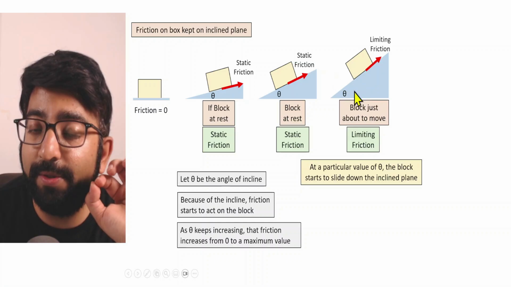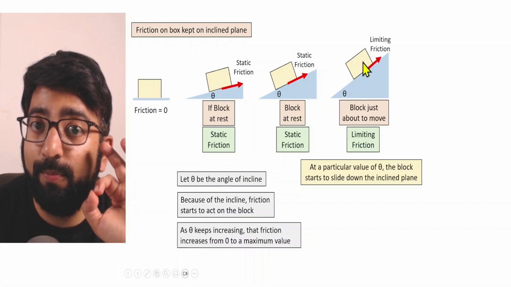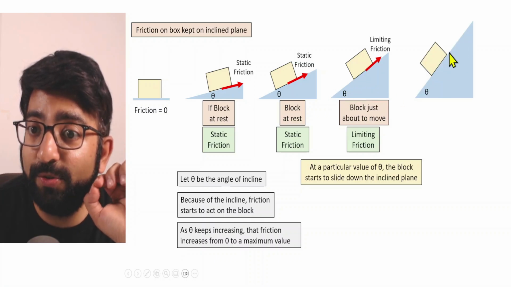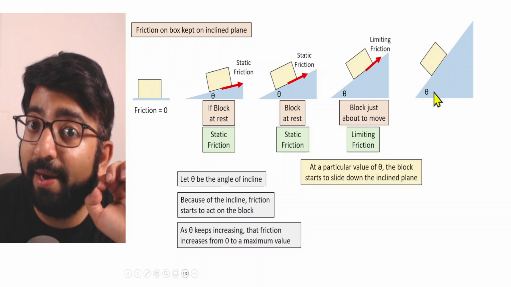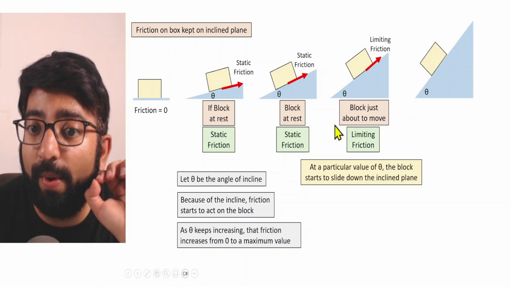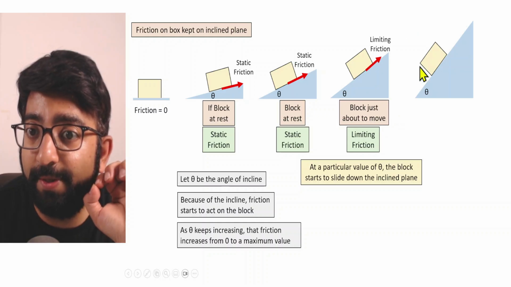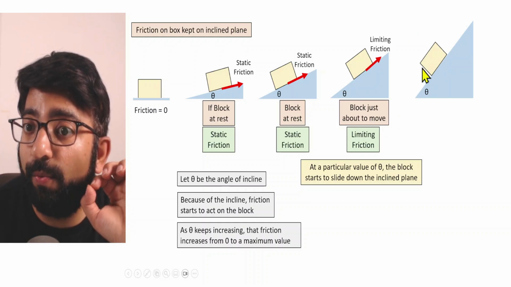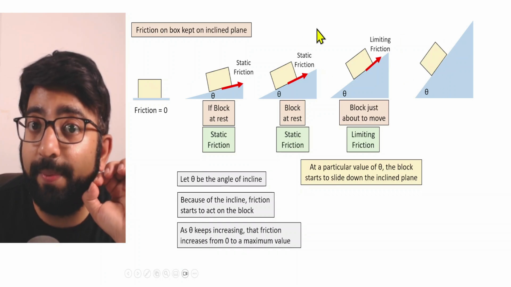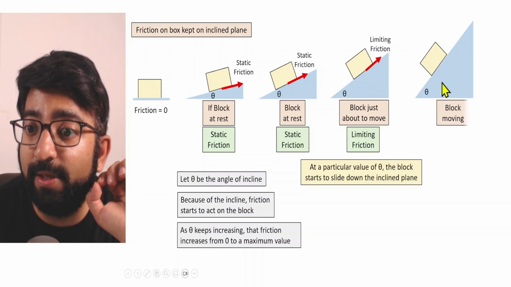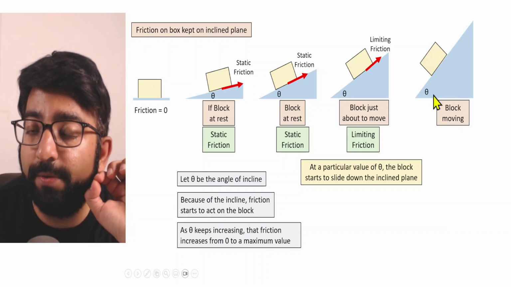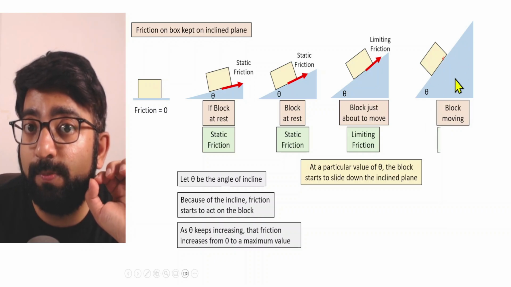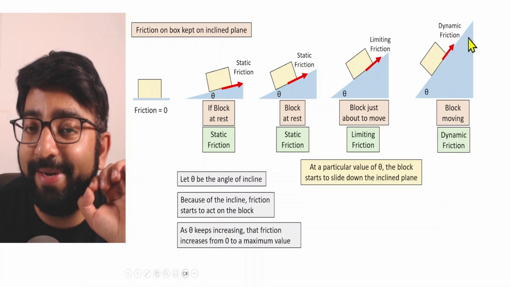Now, let's say if we keep increasing the angle theta even more. If we go beyond this angle, then the block will start moving downwards. So have a look at the last situation. This angle of incline is greater than the critical value when the block is just about to move. So in this situation, the block is actually moving downwards, which means the friction which is acting now on this block will not be static anymore. In this case, since the block is actually slipping, moving on this incline, the friction acting on this block is called dynamic friction or kinetic friction.